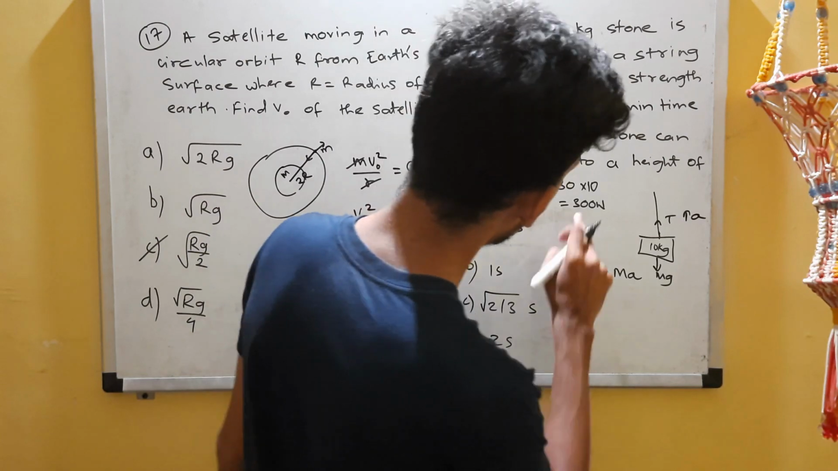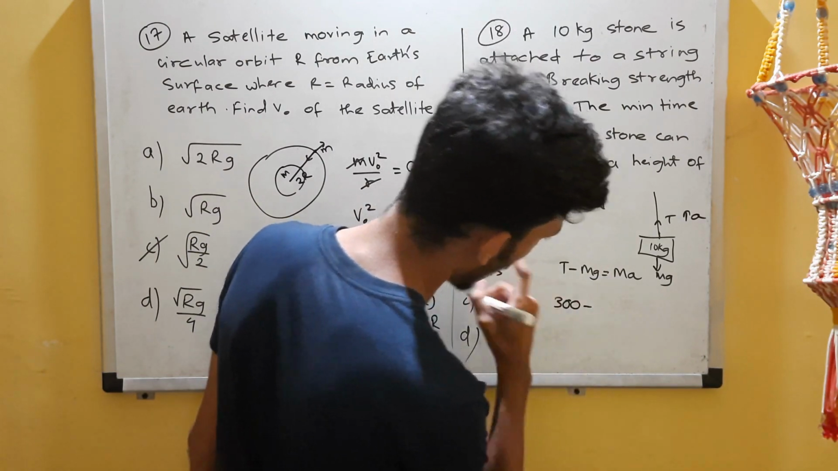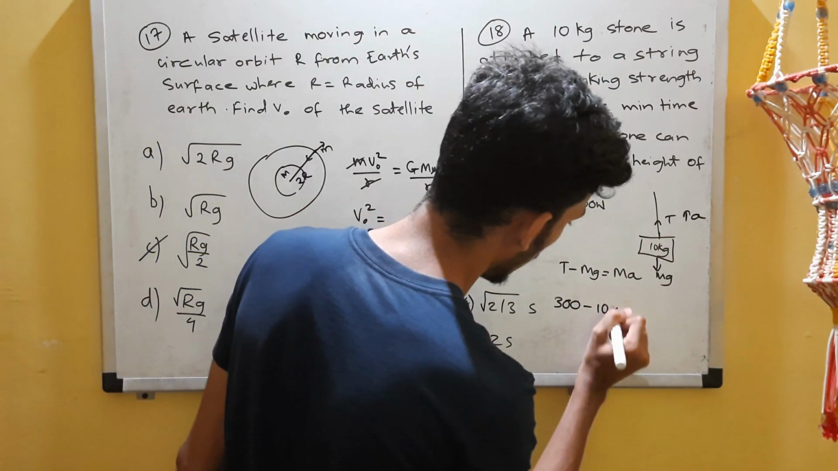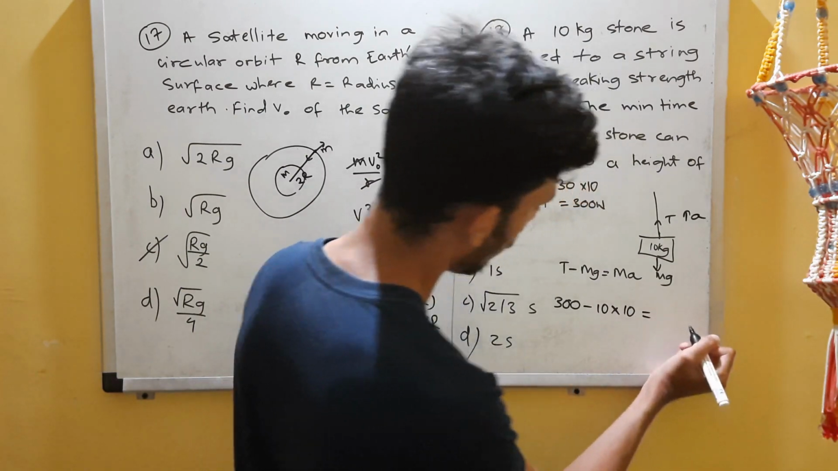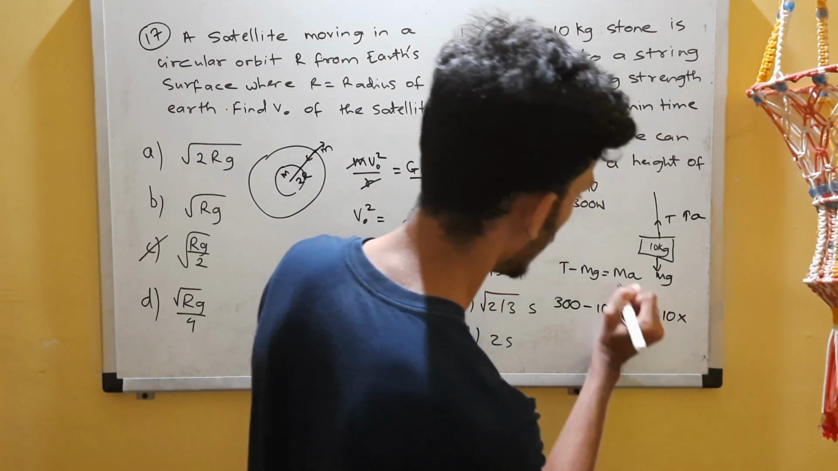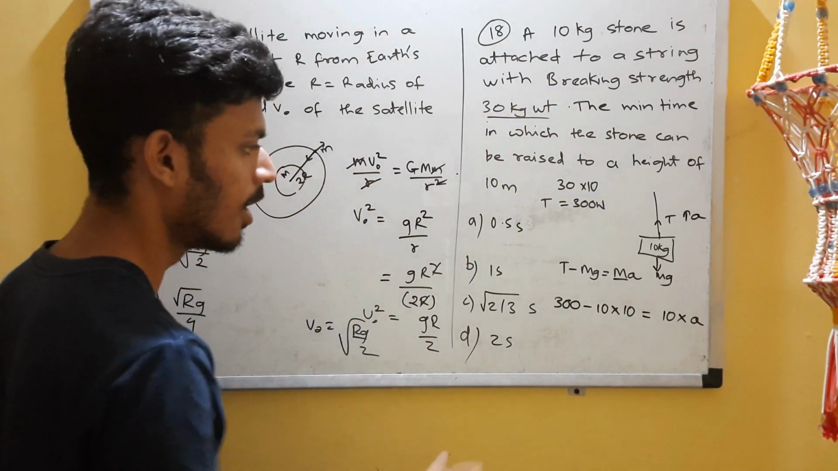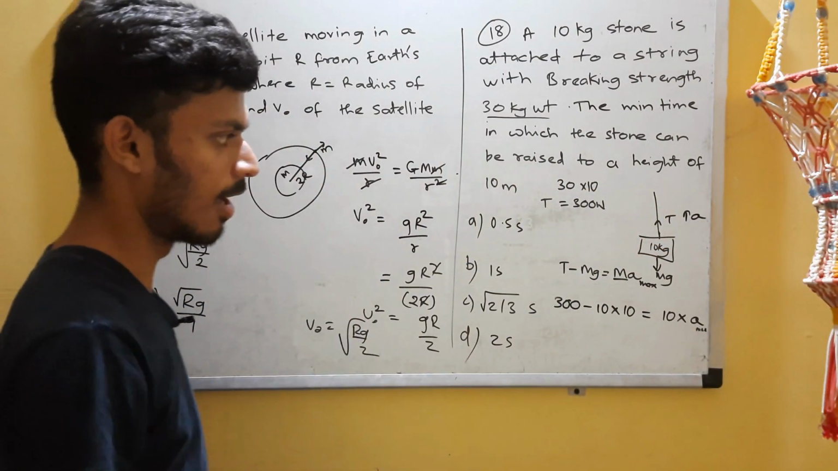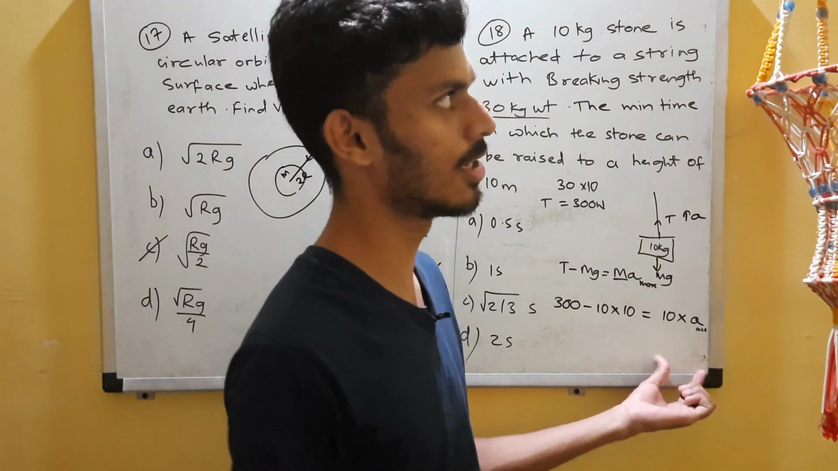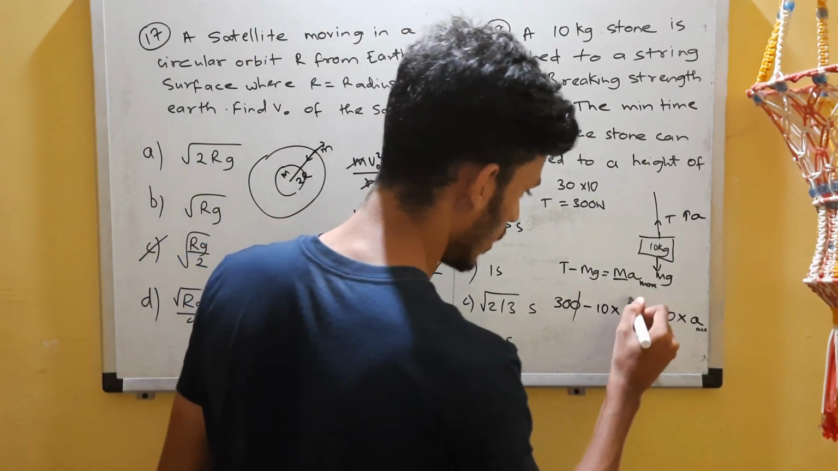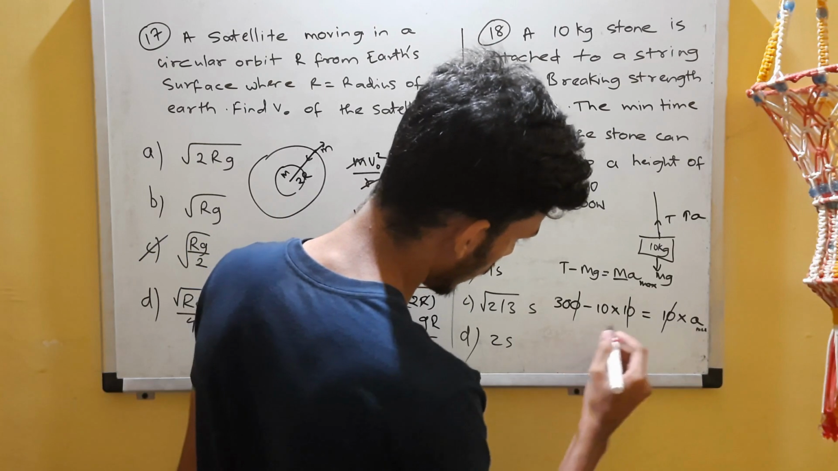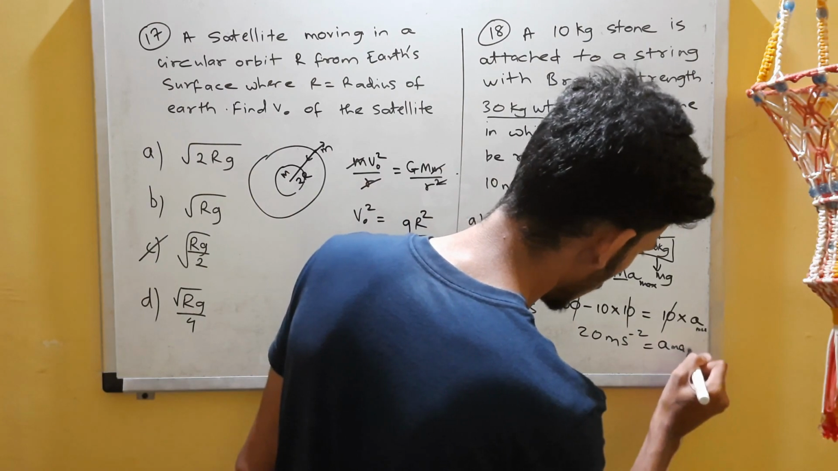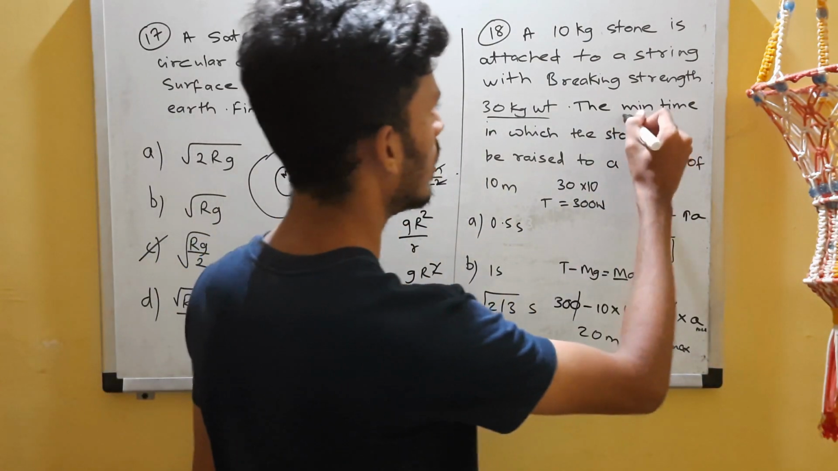So here let's substitute T as 300. What is the mass of the stone? It is 10. 10 into gravity, again 10. Then we can write 10, the mass of the stone, times acceleration. This is the maximum acceleration that we can apply. If we apply a value greater than this acceleration, the string will break. So you can cancel 10 throughout. You'll be left with 30 minus 10, that is 20 meters per second square. This is the maximum acceleration. You are supposed to find the minimum time.